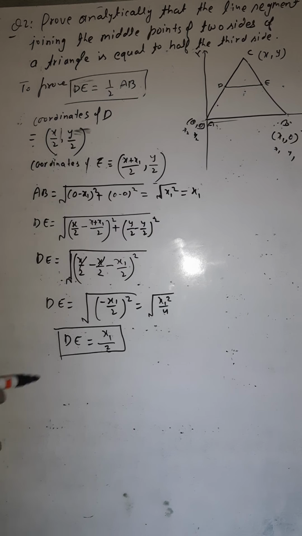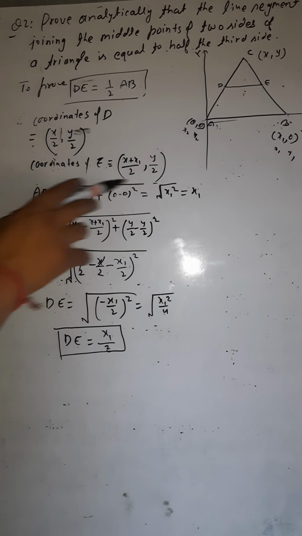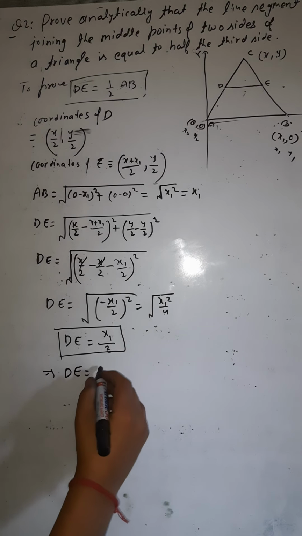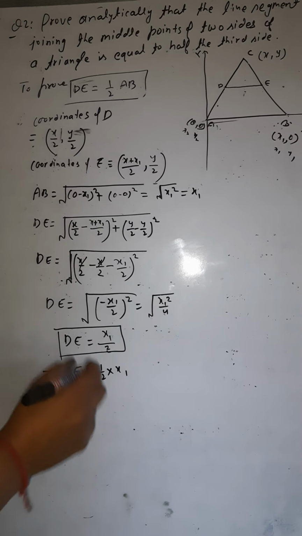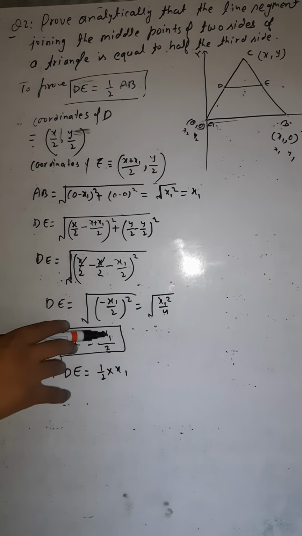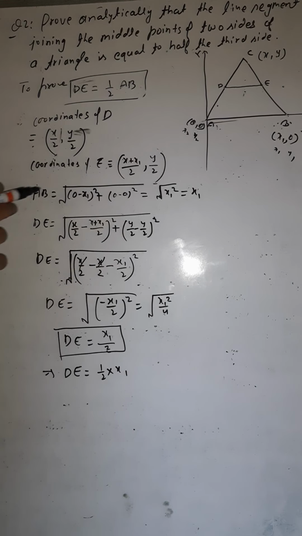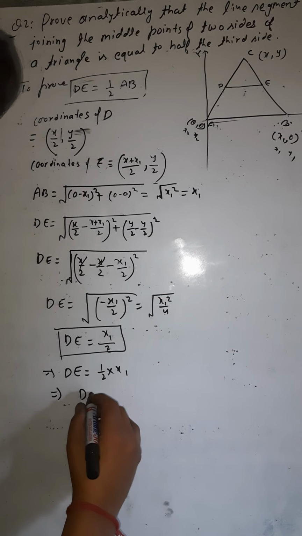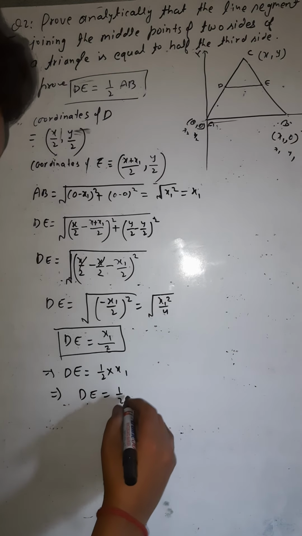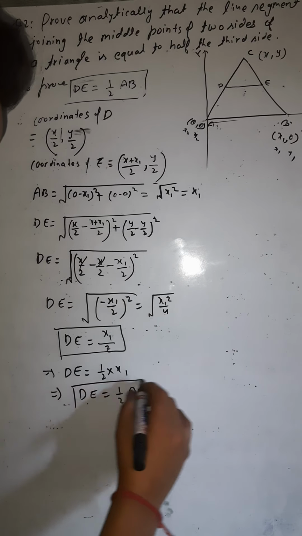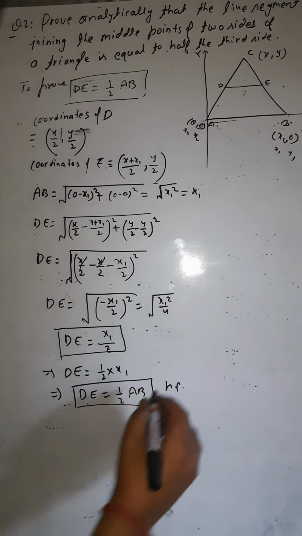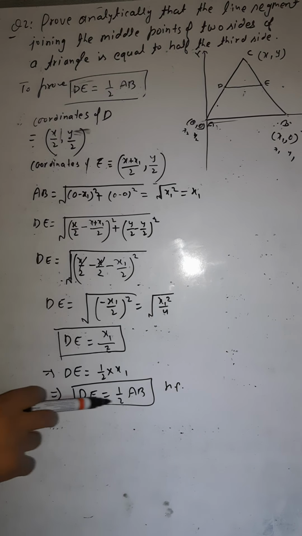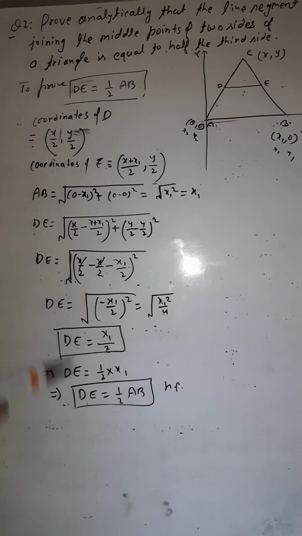AB was x1 and DE was x1 by 2. So you can say DE is equal to half multiplied by x1, which I can write as 1 by 2 multiplied by x1. X1 is AB. So it implies DE is equal to half of AB. Hence proved. We had to prove DE is equal to half of AB, and this is what we have proved here.